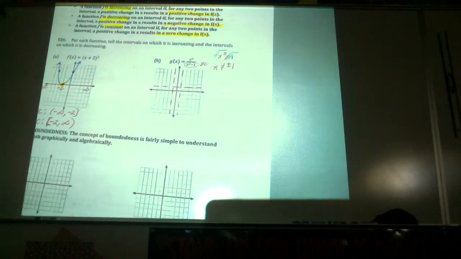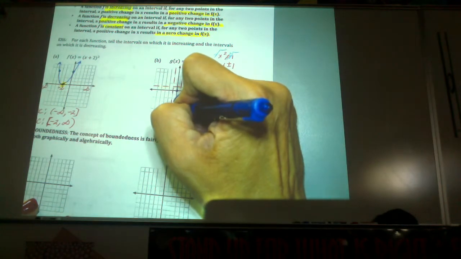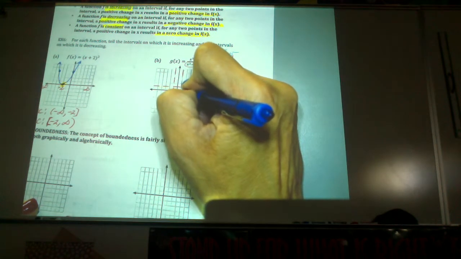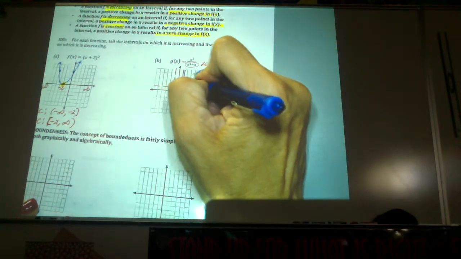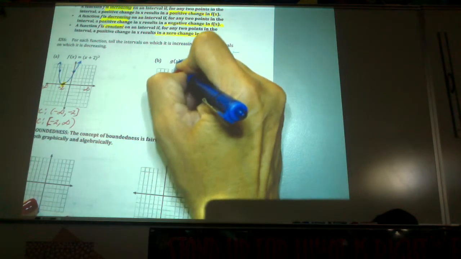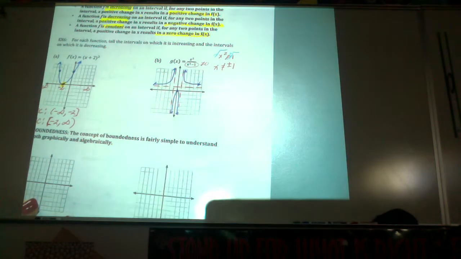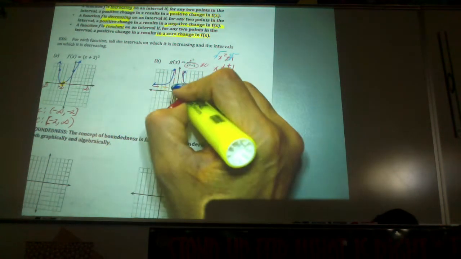And the graph itself does have a vertex at 0, 0, and it's just hugging these asymptotes, so it's really narrow. And then it's hugging these asymptotes up here and here. So are there any turning points on here? Yeah, the vertex of the parabola, right? So this is a turning point.